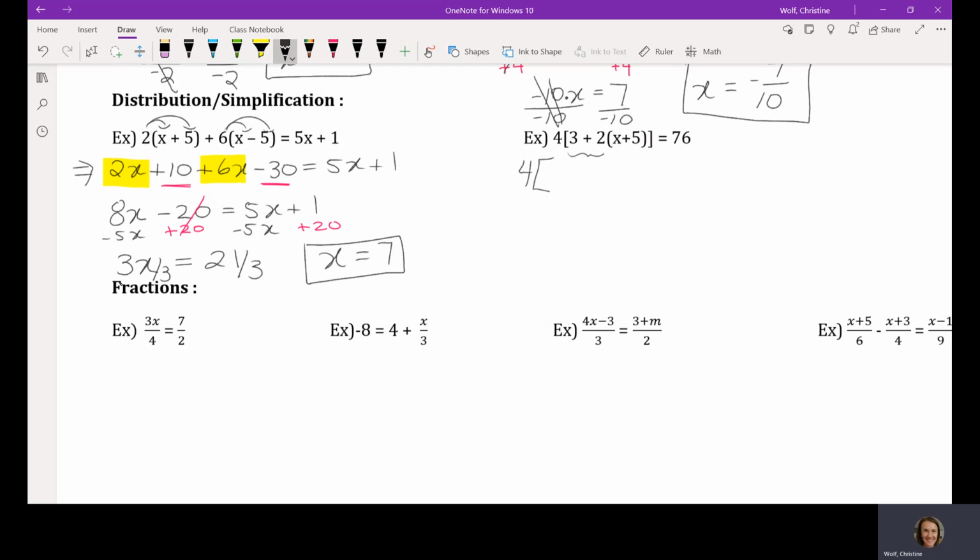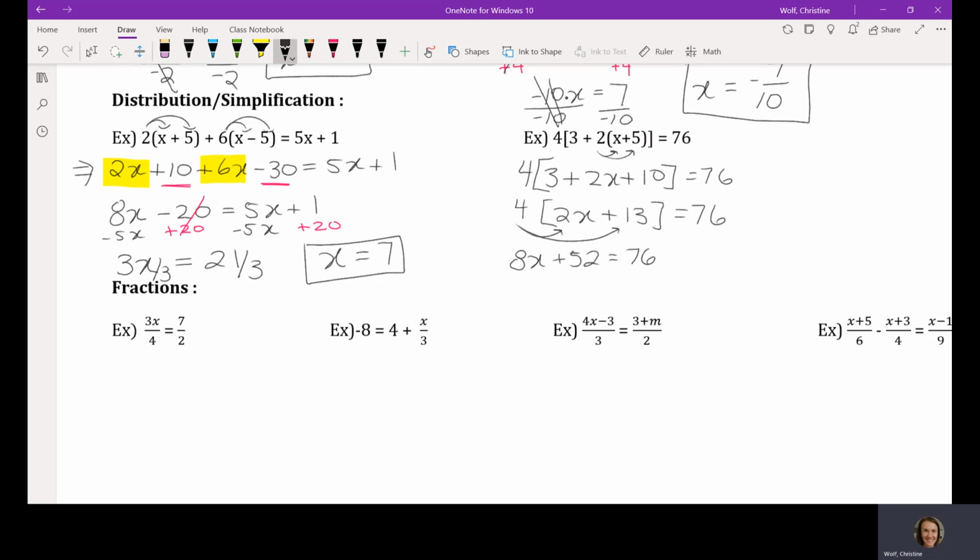We have to do multiplication first. And so this 2 is being multiplied to those two guys. So it's actually 3 plus 2x plus 10, close the bracket, equals 76. Now, in the bracket, I'm going to clean that up because it's actually just 2x plus 13, right? 10 plus 3. And now I have another distribution to do. That 4 gets sent in and becomes 8x plus 4 times 13 is 52 equals 76.